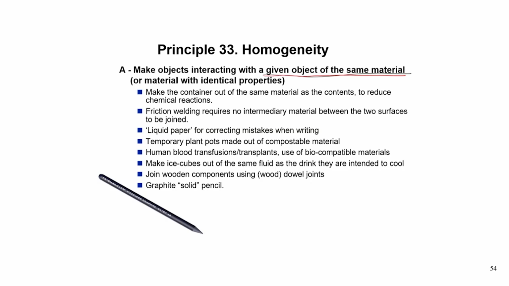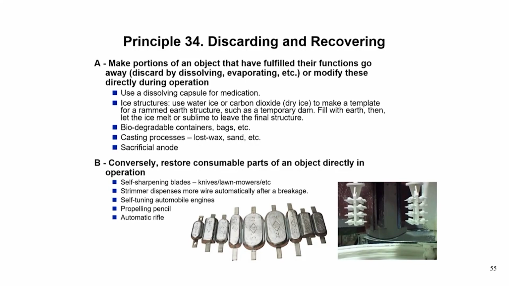Join wooden components using wooden dowel joints, or make a solid pencil out of graphite, so that the entire pencil itself works. These are very small examples, but they are used everywhere, maybe for some cost minimization, maximization of the functionality. So, that is the principle, and also reduction of environmental pollution. So, the principle is widely practiced. Principle 34 is also very widely used.